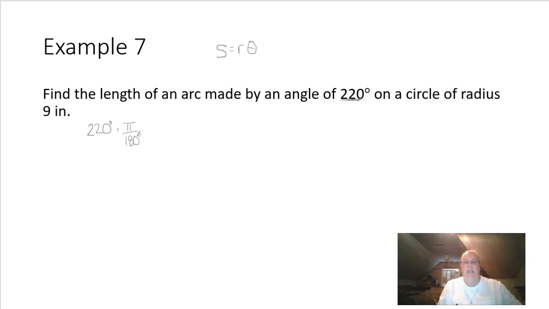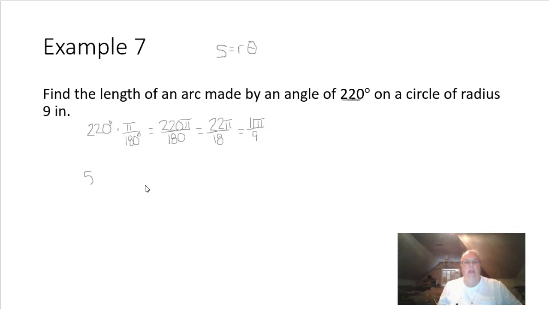The degrees are going to cancel one another out. This is going to give me 220 pi over 180. And now I know 10 can go into both of these because they end in 0. That gives me 22 pi over 18. And then since both of these are even, I know 2 can go in there. So that's going to give me 11 pi over 9, and that will not reduce. Now I'm ready to use my formula.